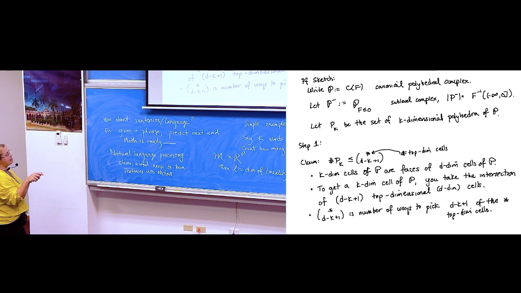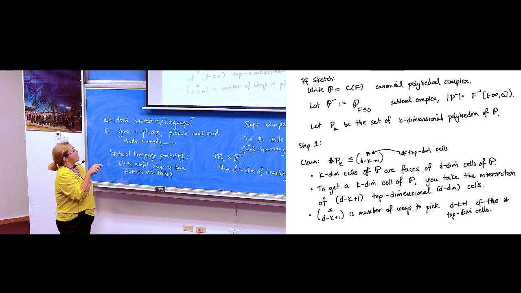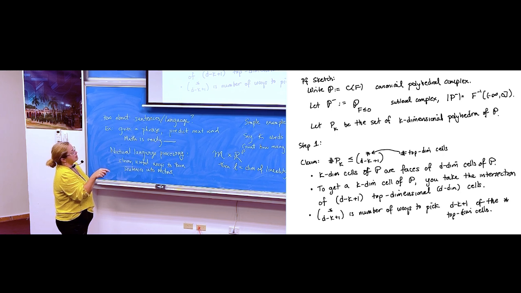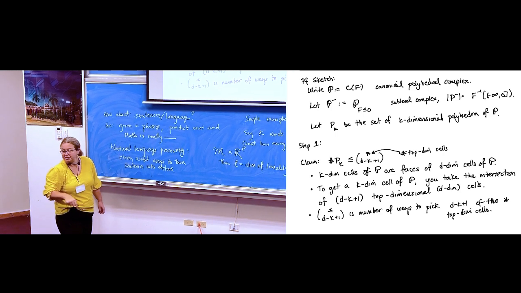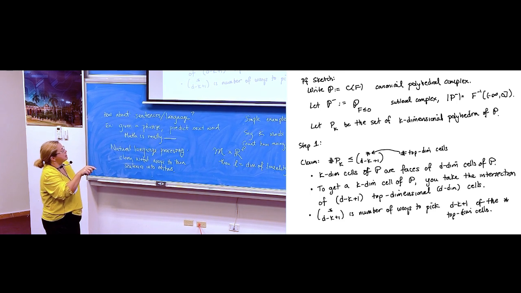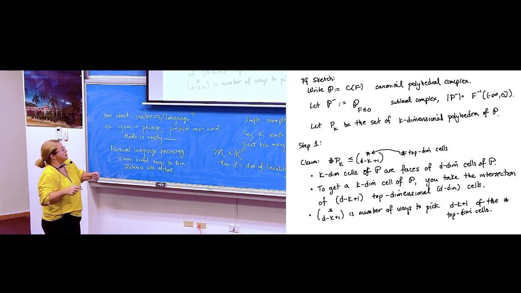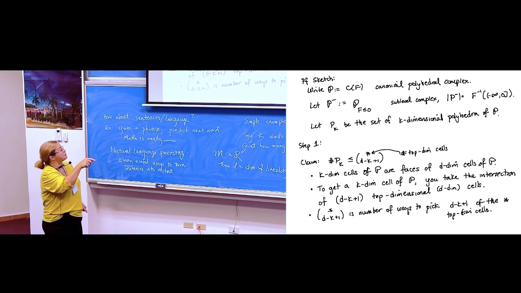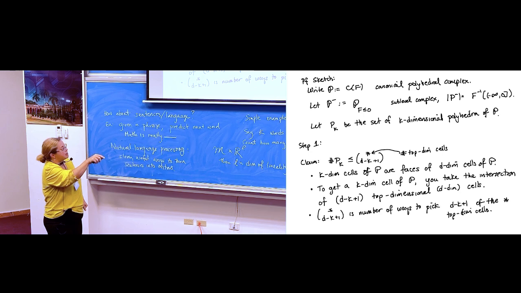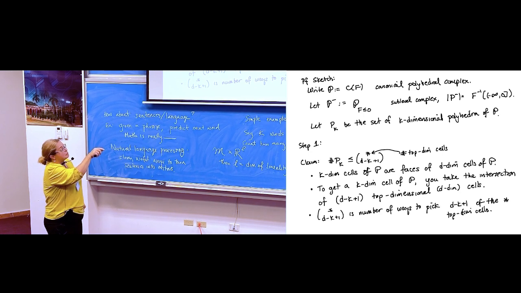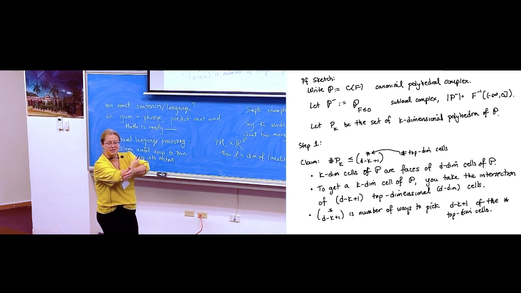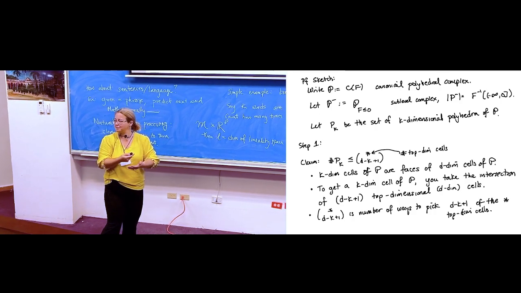So how do you prove this claim? The first thing you note is that k-dimensional cells are faces of the top dimensional cells. To get a k-dimensional cell, these faces are the intersections of top dimensional cells. And how many of them do you need? Well, you need that many of them, because each time you intersect two top dimensional cells, it decreases the dimension by 1.